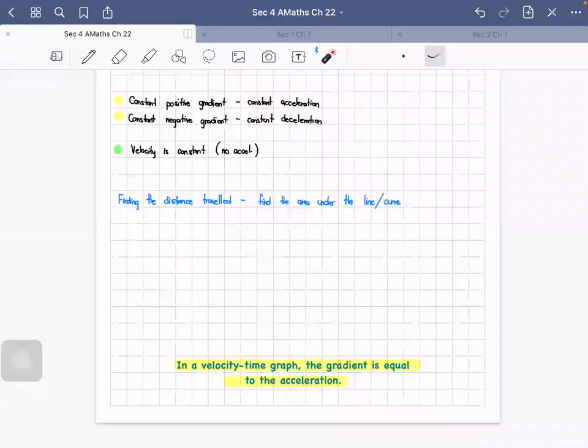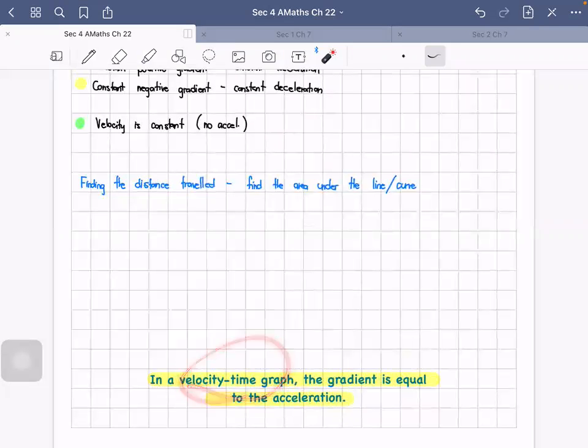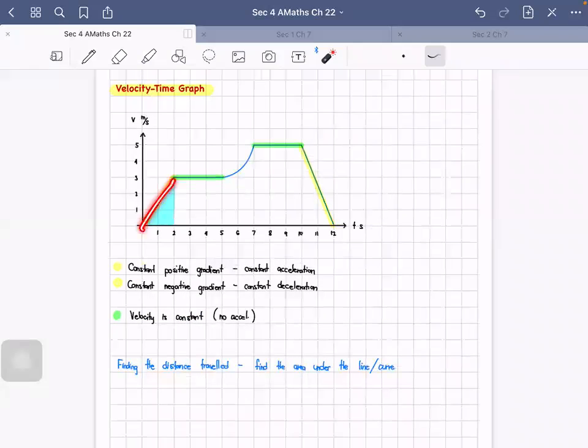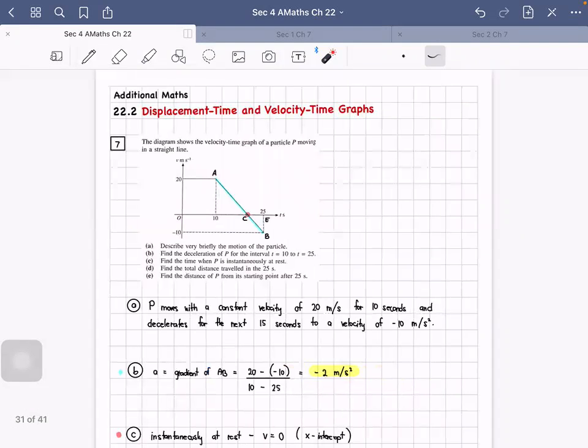So to summarize that, in a velocity time graph, the gradient is equal to the acceleration. This is acceleration, and this has no acceleration. It's a flat line. Now let's have some questions. These questions came from the book.